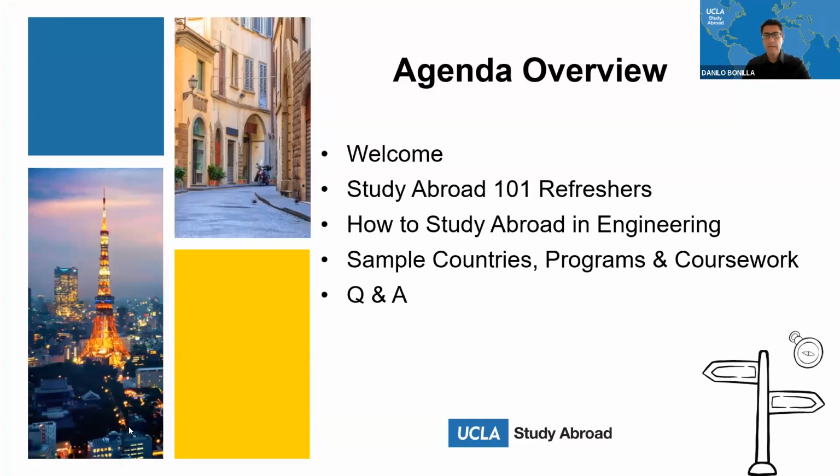Okay, I'm going to go ahead and turn off my camera. So this is the agenda for today. Again, a warm welcome from the UCLA International Education Office. On bullet number 2, we will be going over the Study Abroad 101 refreshers. The third bullet will be how to study abroad in engineering. And then the last item will be sample countries, programs, and coursework. And like I mentioned earlier, you do have the chance to type in your questions, and we will get to them in order throughout the whole webinar.